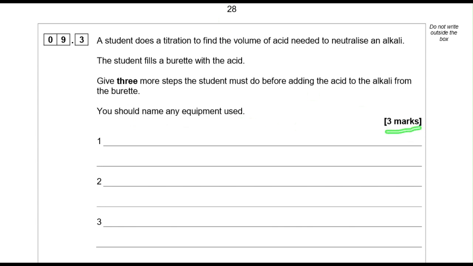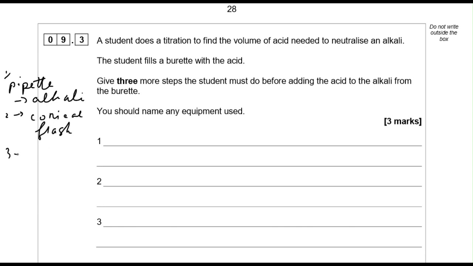You must say that you would use a pipette to dispense and measure the alkali. That must be a case. And there's about 3 or 4 more things you could say. You put the alkali into a conical flask, you use an indicator such as phenolphthalein, you could put it on a white tile to show the colour changes in a better contrast, or finally you could take the initial burette reading before starting the titration.